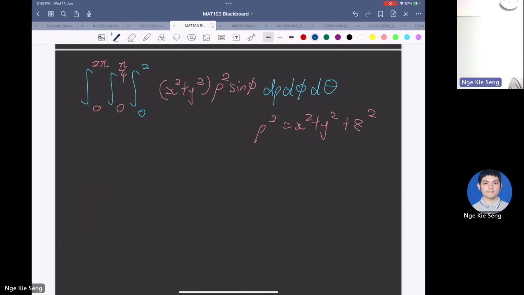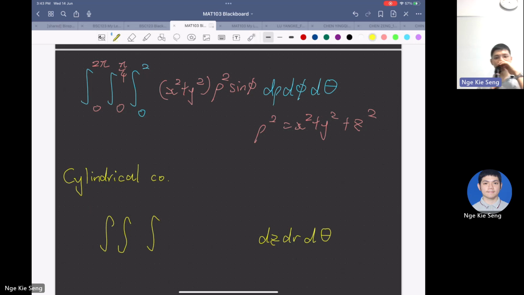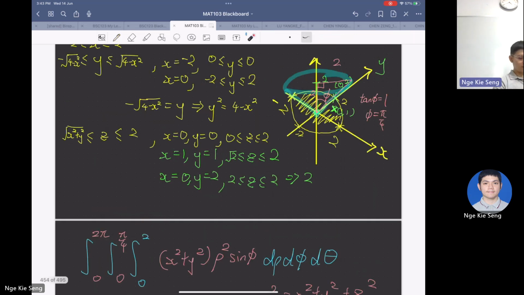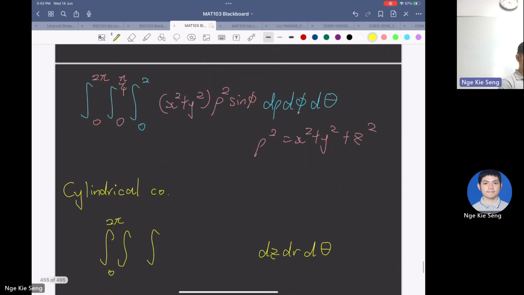Let's bring out the cylindrical coordinates first. We have three of them: dz, dr, and d theta. Let's decide what theta is first. Theta I think is easy. It's just 0 to 2 pi because we want the whole circle. So we start from thinking about the cylinder first. And then what's the radius of the cylinder? In our case, the radius is 2, so we go from 0 to 2.